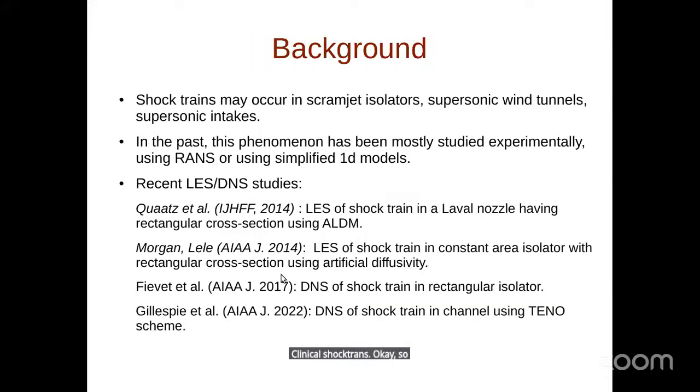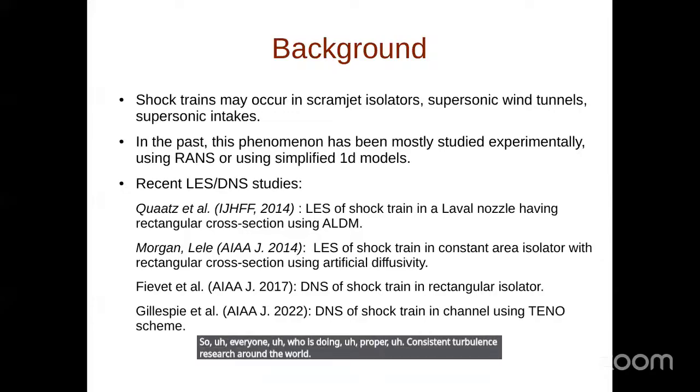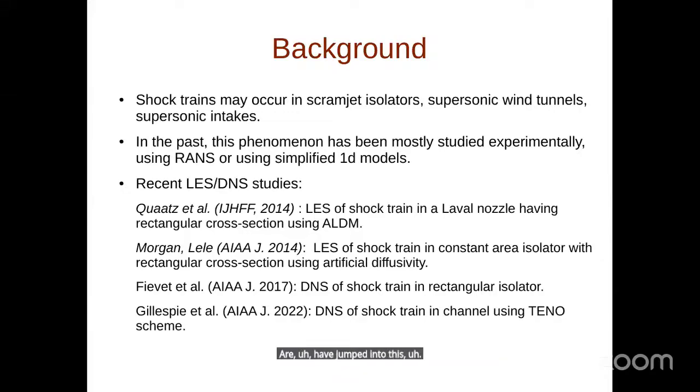I have listed some studies here. This has been very popular in recent years, and shock trains in internal flows are now a very busy activity area in the compressible turbulence community, basically because of the applicability of such problems in scramjet engines. Everyone who is doing proper compressible turbulence research around the world has jumped into this area, and you can see a lot of studies in this area.